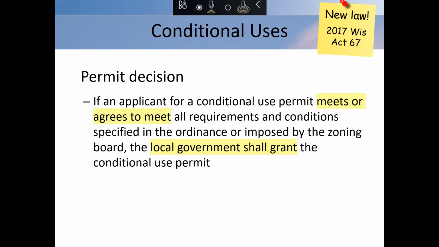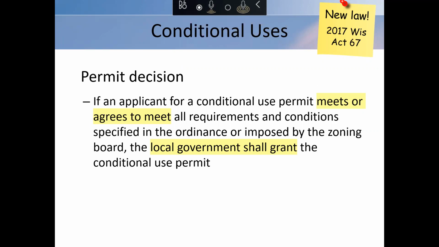The permit decision. If an applicant for a conditional use permit meets or agrees to meet all the requirements and conditions specified in the ordinance or imposed by the zoning board or other body deciding conditional uses, the local government shall grant the conditional use permit. So in some cases, substantial evidence will be provided on both sides, both to grant and to deny the conditional use. The local government has discretion in how it weighs this competing evidence.